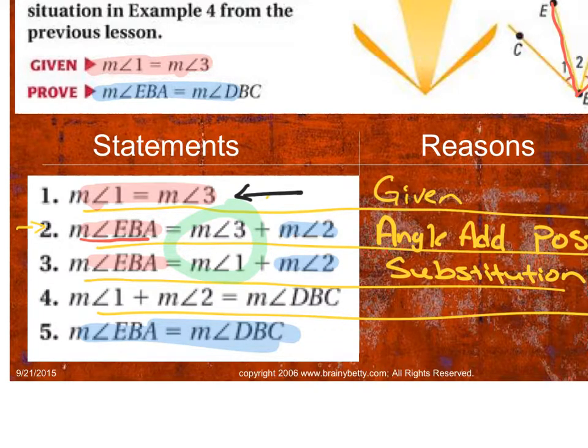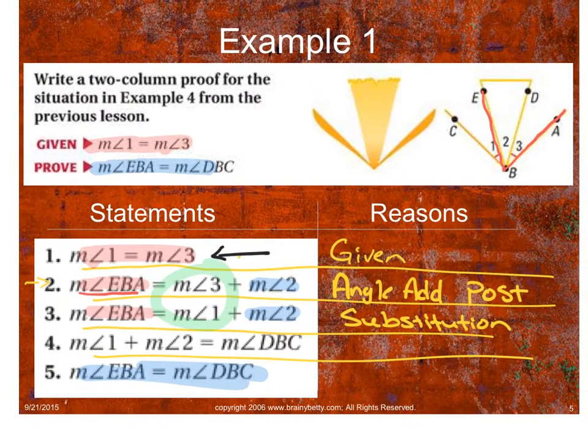All right. Now, they're going to say that the measure of angle 1 plus the measure of angle 2 is equal to the measure of angle DBC. So let's find out where DBC is, just so we know what we're talking about.